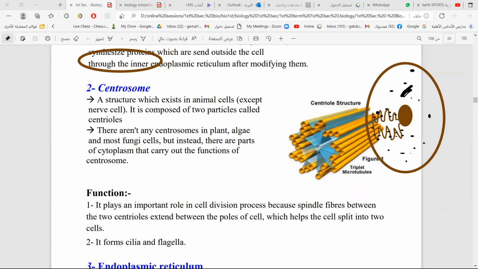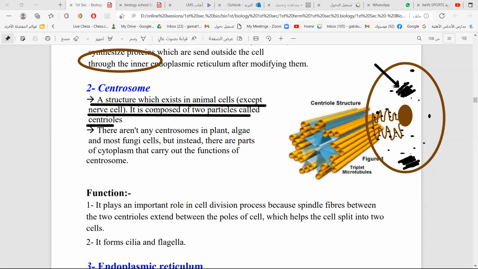We have here a centrosome which can be divided into two centrosomes during the division. The centrosome is made of many tubes, a certain number of microtubes. It exists in the animal cell only, except the nerve cell. It's composed of two particles called centrioles. So we have this centriole and another centriole. They divide into two centrioles during the cell division.